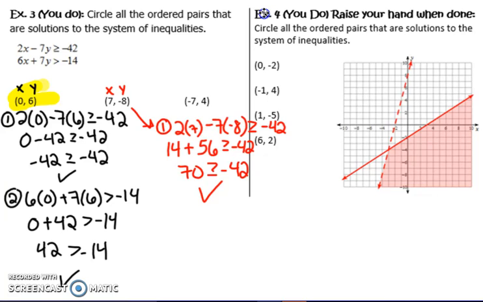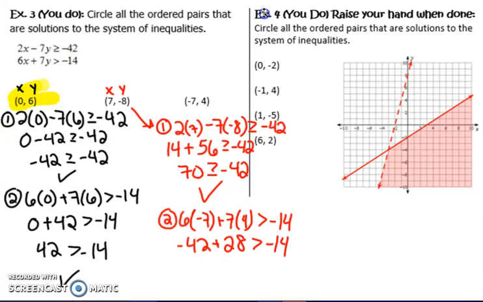So now we need to check our second equation. Same x and y's, but now 6 times negative 7 plus 7 times 4 is greater than negative 14. This gives me negative 42 plus 28. Well, negative 42 plus 28 is negative 14. You need to decide, is negative 14 greater than negative 14? Well, no, they're equal to each other. So since that answer is no, this is not a solution.